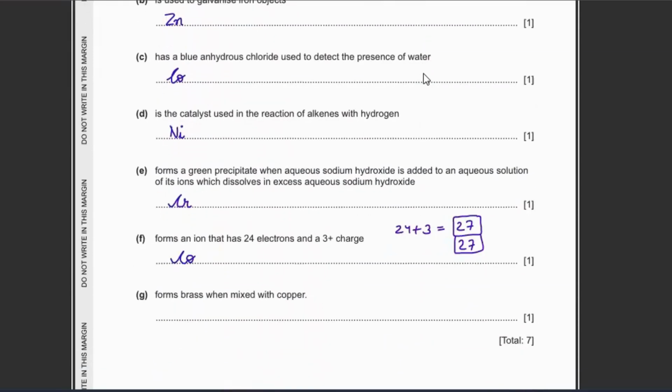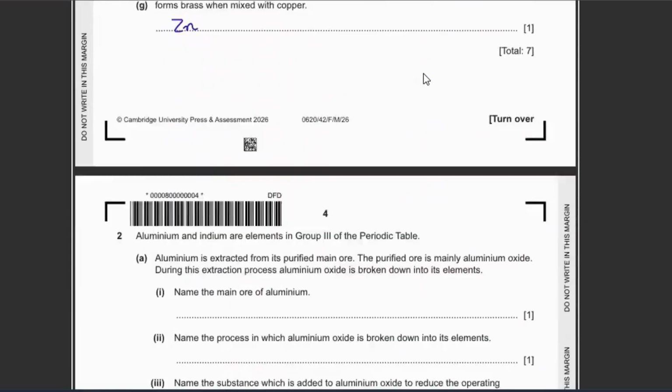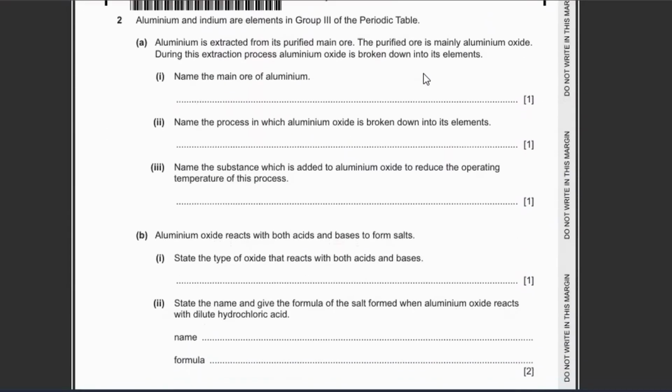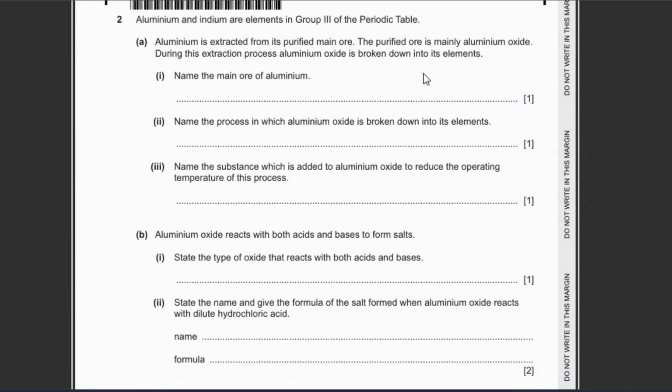Then it forms brass when mixed with copper. So we know the alloy brass is a mixture of copper and zinc. Let's move to the next question. Now, name the main ore of aluminium. So we know the main ore of aluminium is bauxite, an oxide.